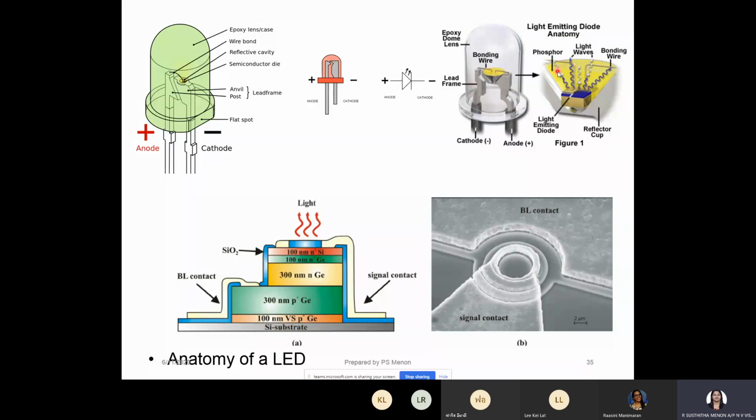And once it hits the surface of this epoxy dome, the reason why it's round like this is to make sure that light doesn't reflect back into the chip. Rather, they want it to go out. So if the surface is in a dome shape, the chances of light going out is higher.